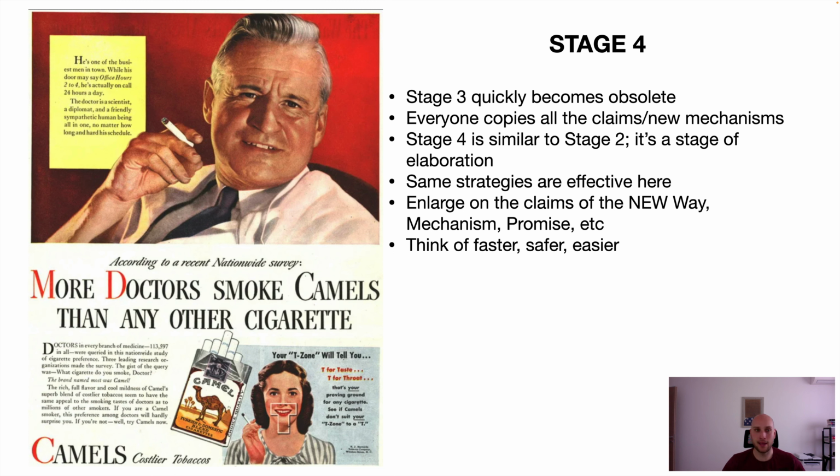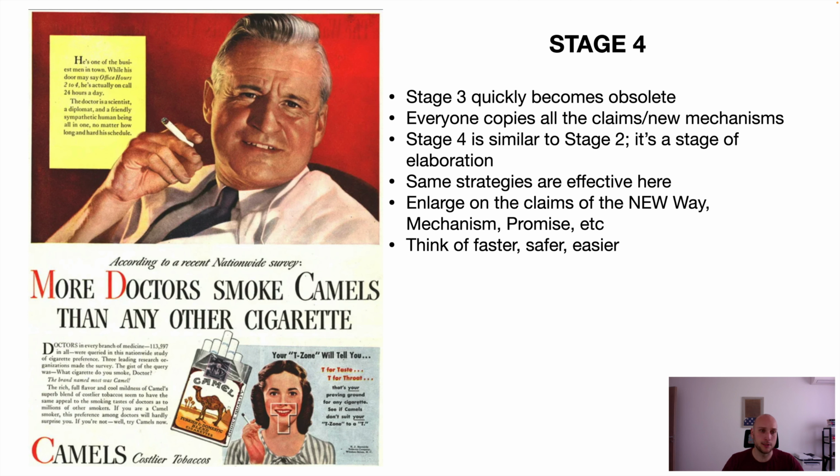Here you take the claims that everyone made for the mechanism and you elaborate on that. You take the same strategies and think of them faster. Think in terms of being faster, safer, or easier. So you go with claims that can prove that this new way is faster, safer, or easier. You just enlarge on the claims of the new way, new mechanism, new promise, and same everything. Again, the same strategies that work for stage 2 work here in stage 4.